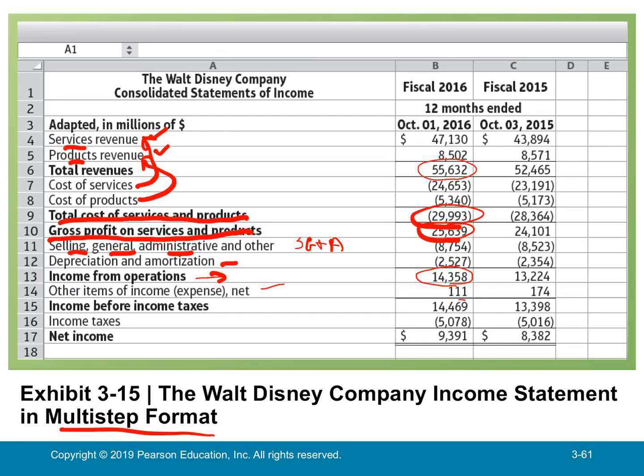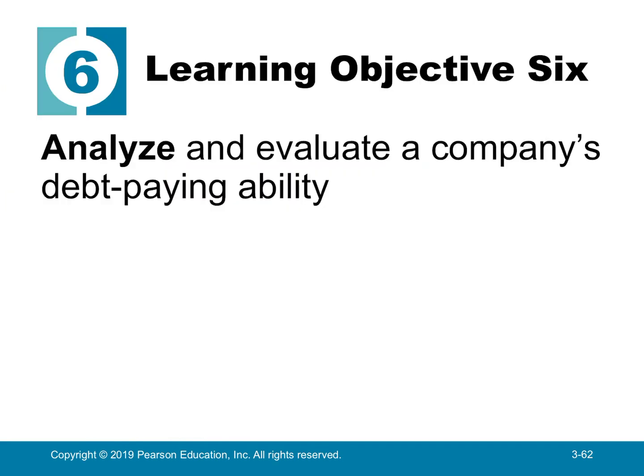Then we'll have other income. So we get like 111. Maybe this is from interest, money that's sitting in the bank, or maybe we get some lawsuit that we win and get paid out, whatever the case may be, but it's not really in our standard operations. So then we get income before income taxes, we pay income taxes, and we get our bottom line net income. So that's what they mean by multi-step. There are these subtotals in various places, right? It just breaks it up more.